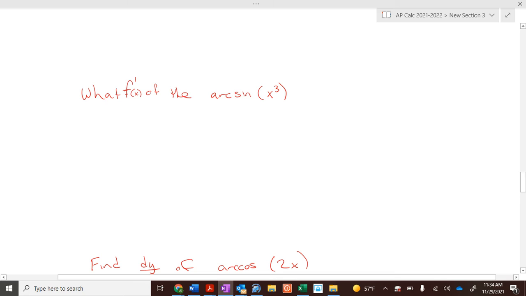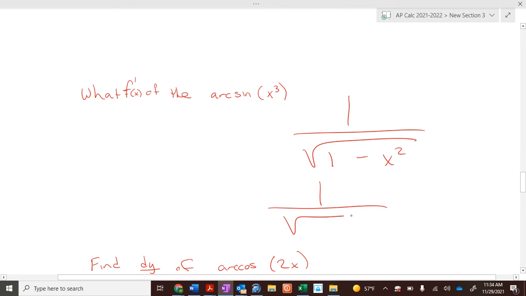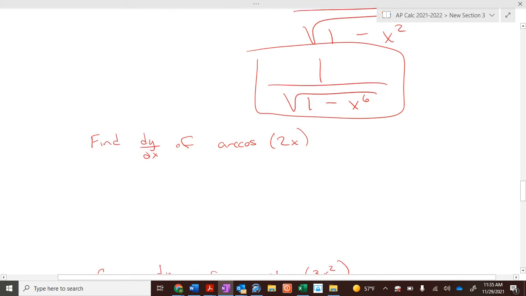What is f prime of the arcsine of x cubed? So on your note card, it's 1 over the square root of 1 minus x squared, right? Okay. So x squared is x cubed in this case. So it's 1 over the square root of 1 minus x to the 6th power. Is that it? I think that is.